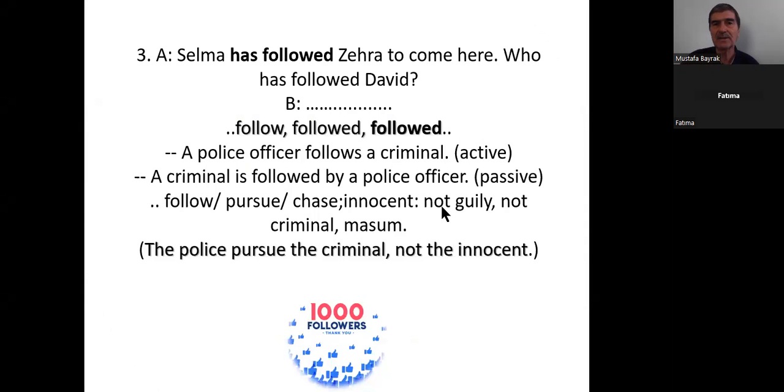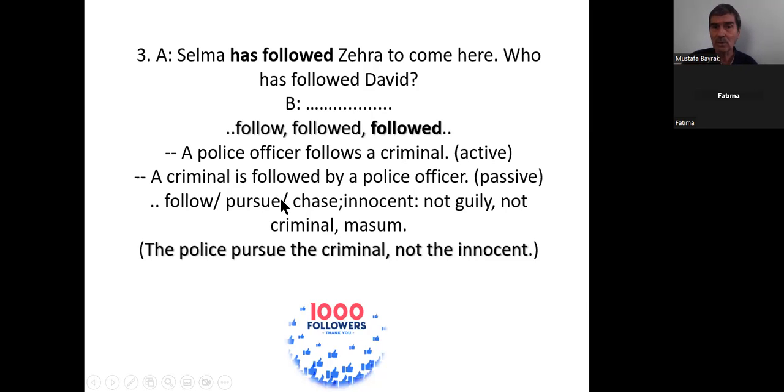Verb 3. This is our focus point today. A police officer, in general, follows a criminal. This is active. Now let's make an investment about the future. In this intermediate level, we will start learning the passive voice like this. A criminal is followed by a police officer. This is the passive voice, passive structure.